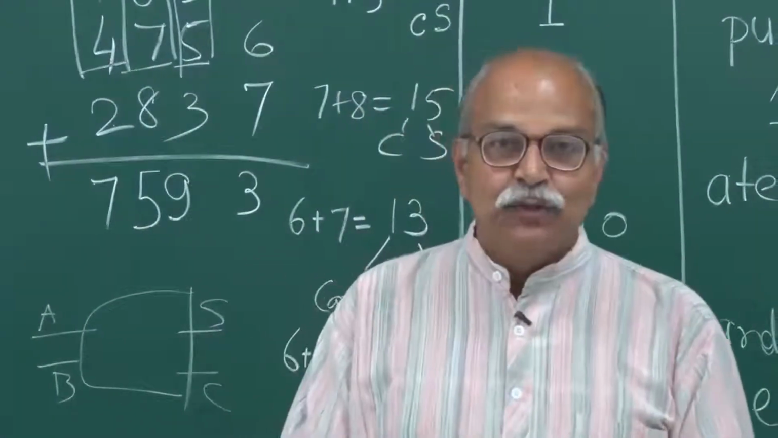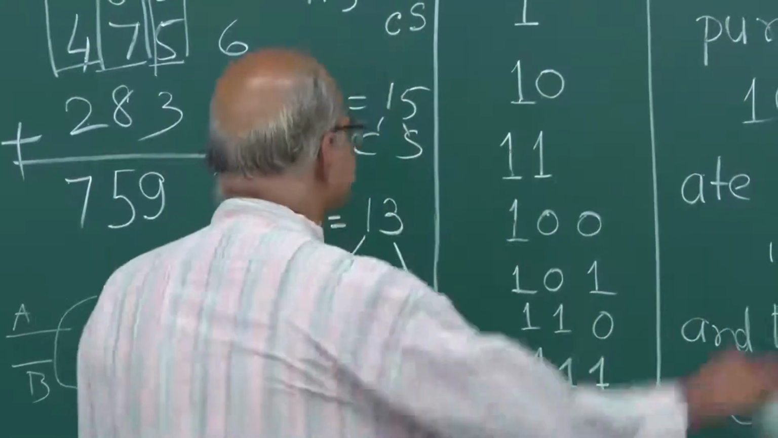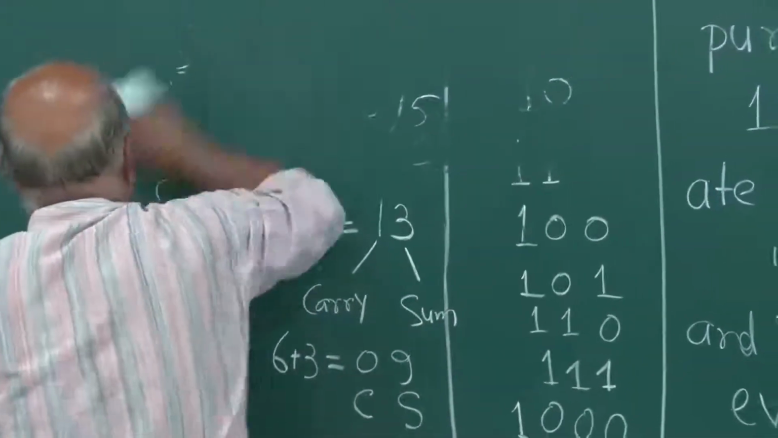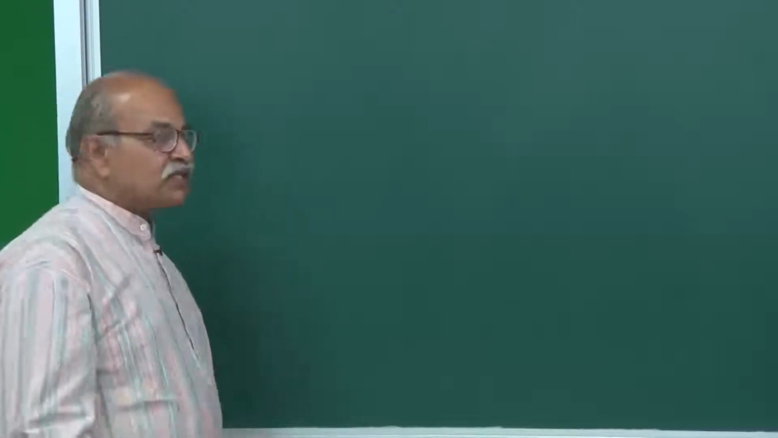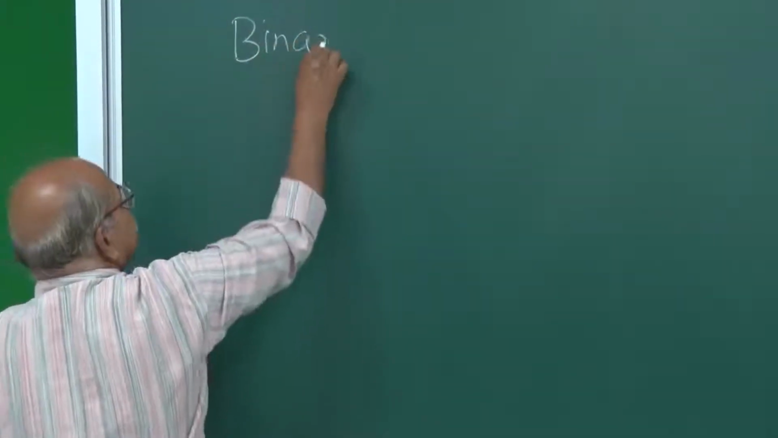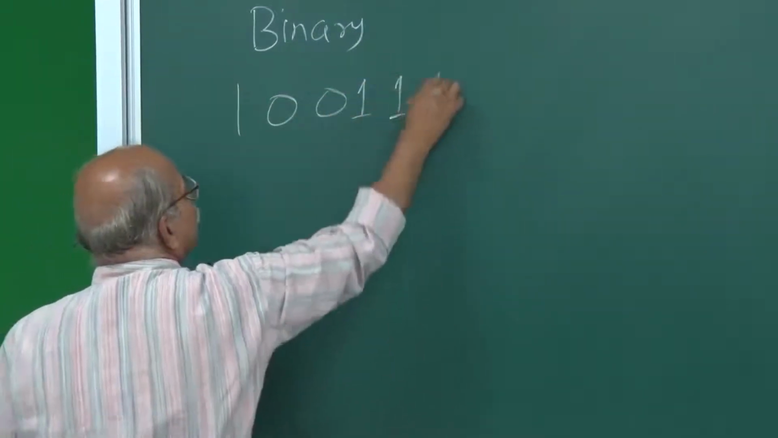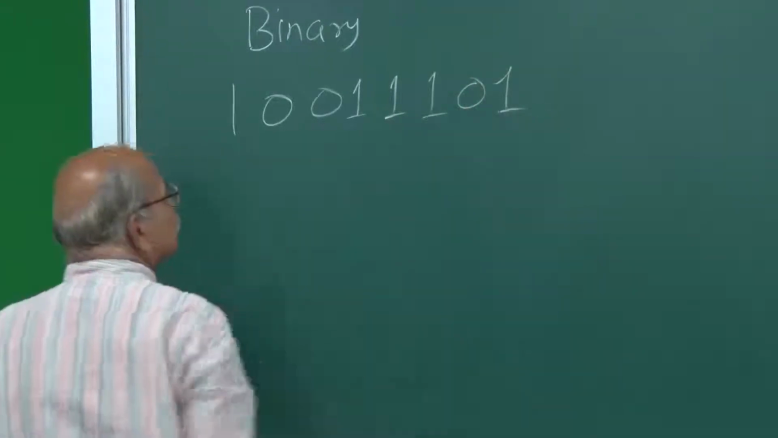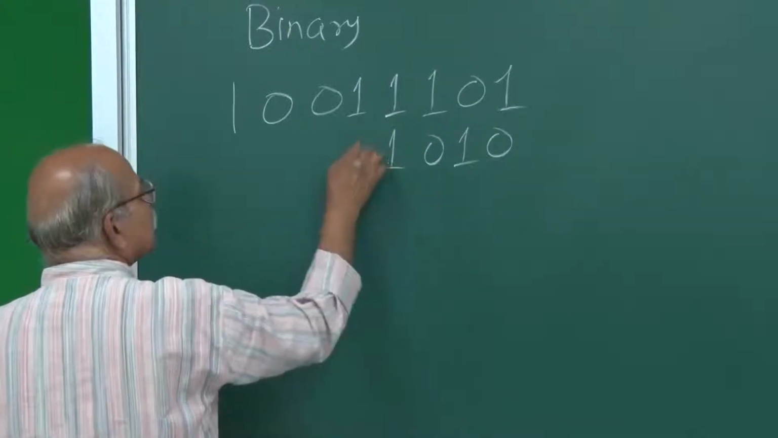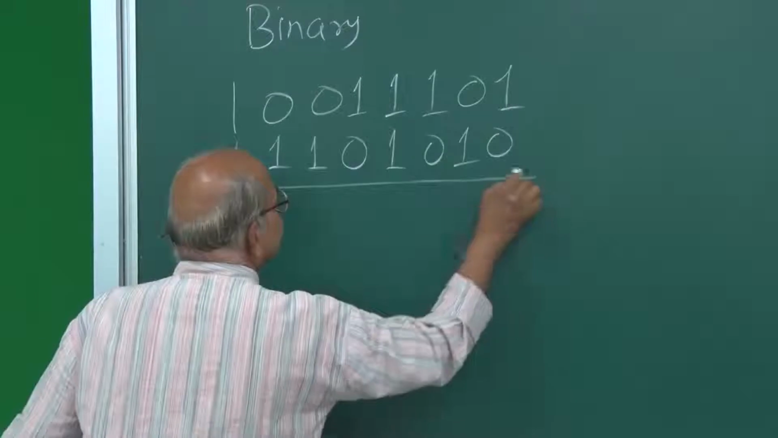So let me do an addition of two numbers written in the binary system. So let us take two numbers in the binary system. I have two numbers, let's say 1 0 0 1 1 1 0 1, like that, and then the next number could be 1 here, 0 here, 0 here, 1 here, 0 here, 1 here, 1 here, 1 here, like that, and we have to add.